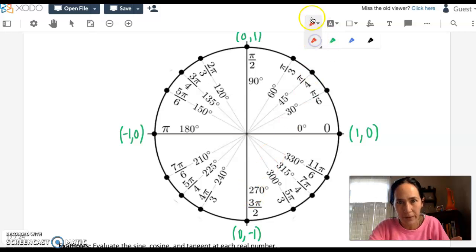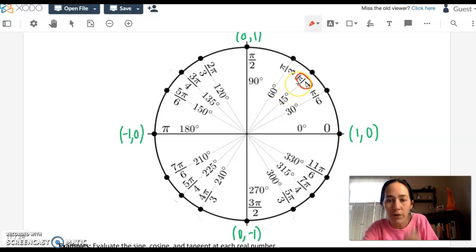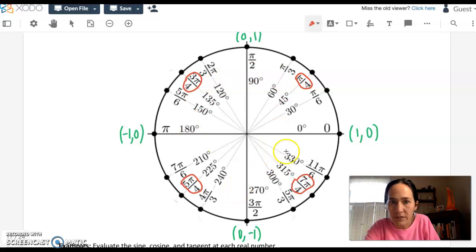But let's keep labeling. So the next one I want to tackle is pi over 4. And pi over 4 is going to be very much related to the numbers that we end up labeling at 3 pi over 4, if you could circle that one, 5 pi over 4, and then also 7 pi over 4. So in radians or in degrees, each of these circled in red angles have a 45 degree or a pi over 4 reference angle.